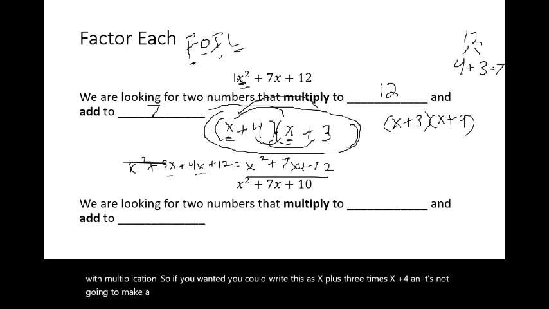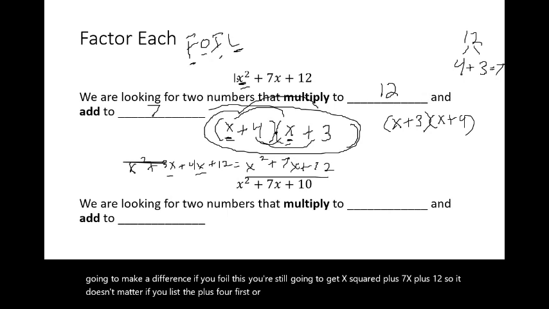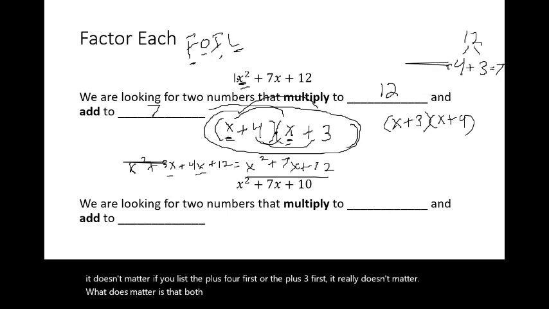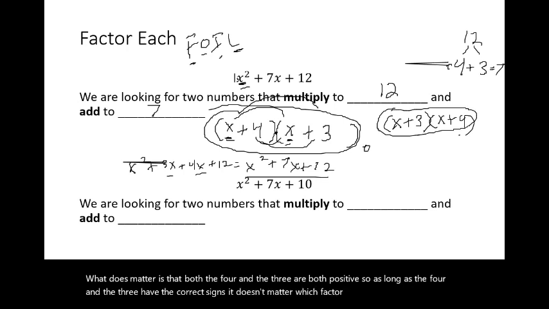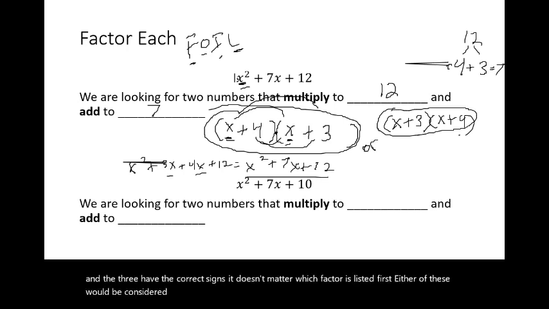If you FOIL this, you're still going to get x squared plus 7x plus 12. So it doesn't matter if you list the plus 4 first or the plus 3 first. It really doesn't matter. What does matter is that both the 4 and the 3 are both positive. So as long as the 4 and the 3 have the correct signs, it doesn't matter which factor is listed first. Either of these would be considered a fully correct answer.